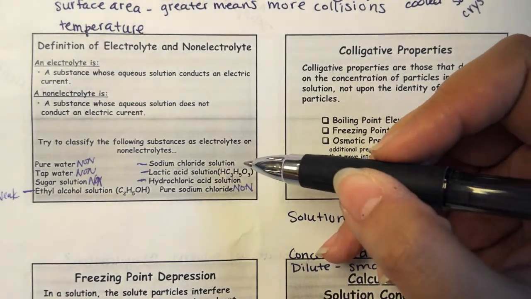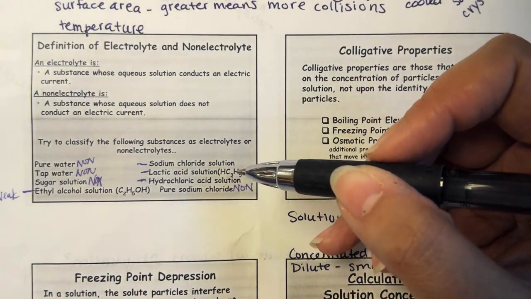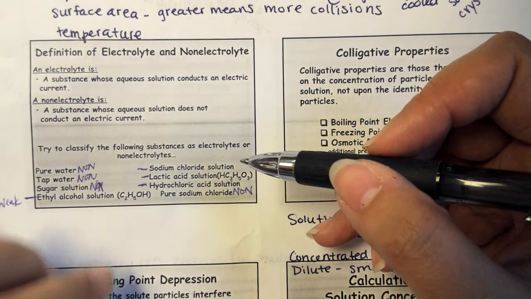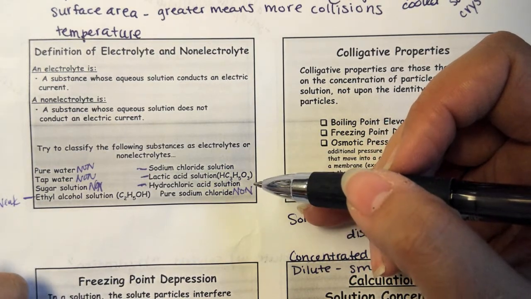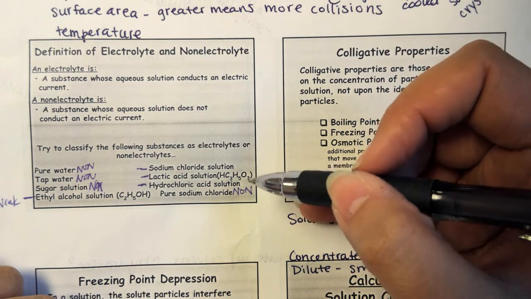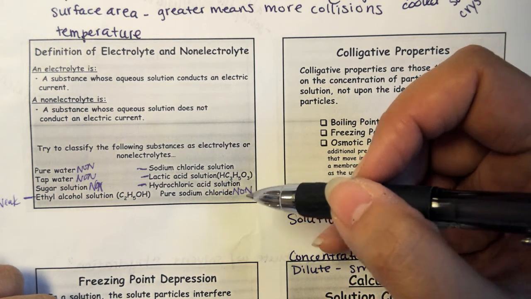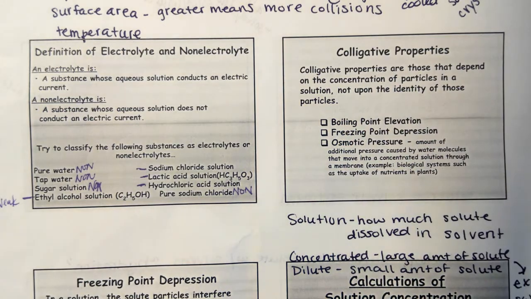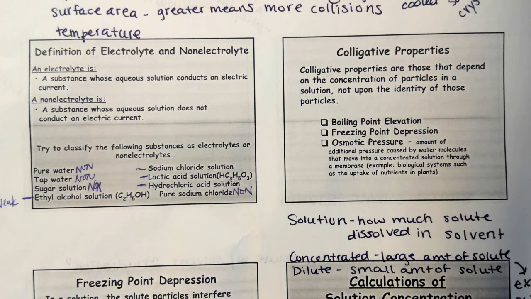We have sodium chloride, of course, which is going to be an electrolyte because it is an ionic compound within a solution. Lactic acid we consider an electrolyte, and that's just because of the oxygen that's changing its polarity. Hydrochloric acid is an electrolyte, and then pure sodium chloride, so just salt, is considered a non-electrolyte. For an ionic compound to be an electrolyte, it must be submerged in a solvent, right?